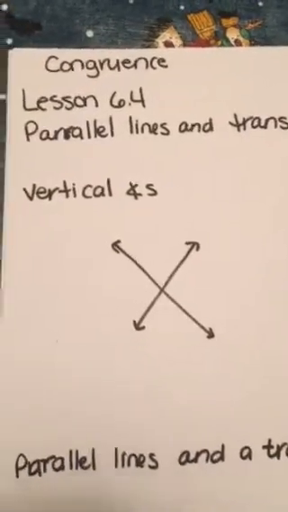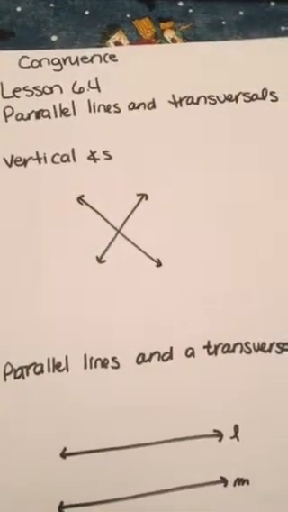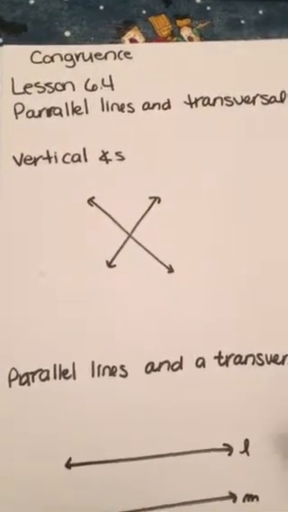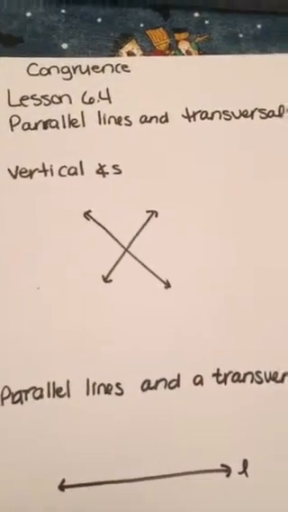Hello students, today we are doing lesson 6.4, parallel lines and transversals, and we're looking at how angles that are formed by the parallel lines and the transversals are congruent to one another.